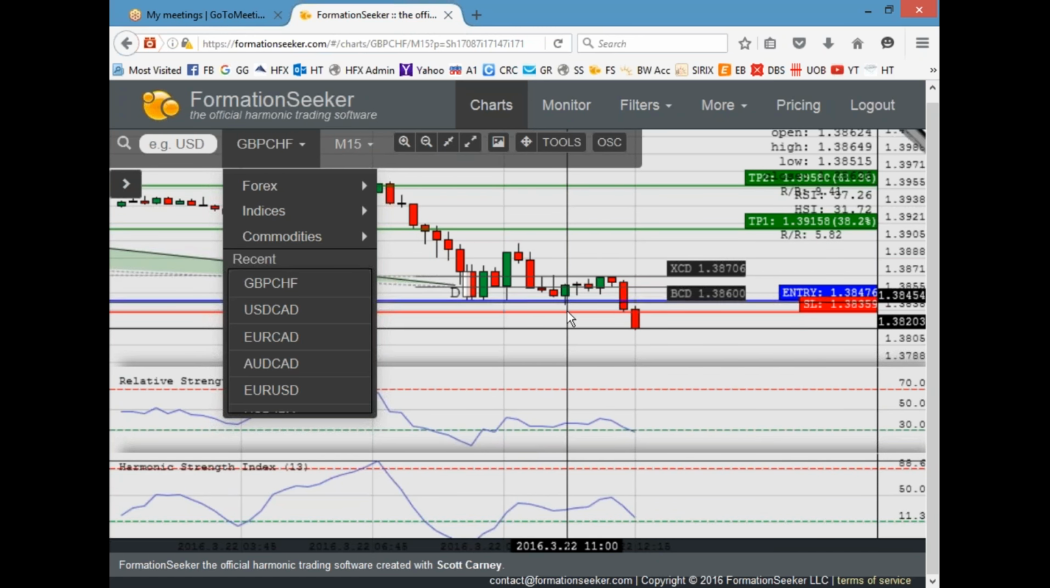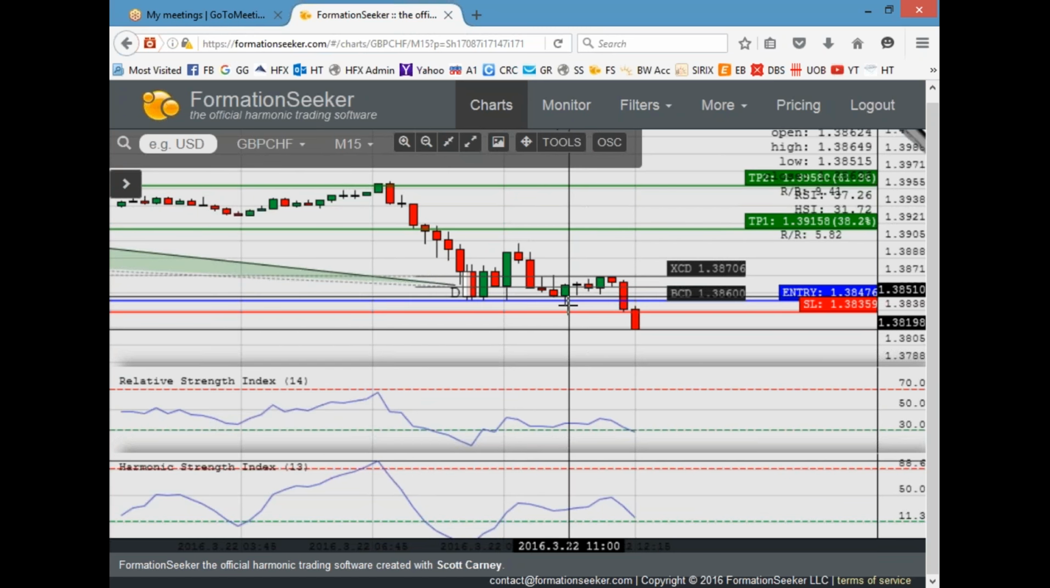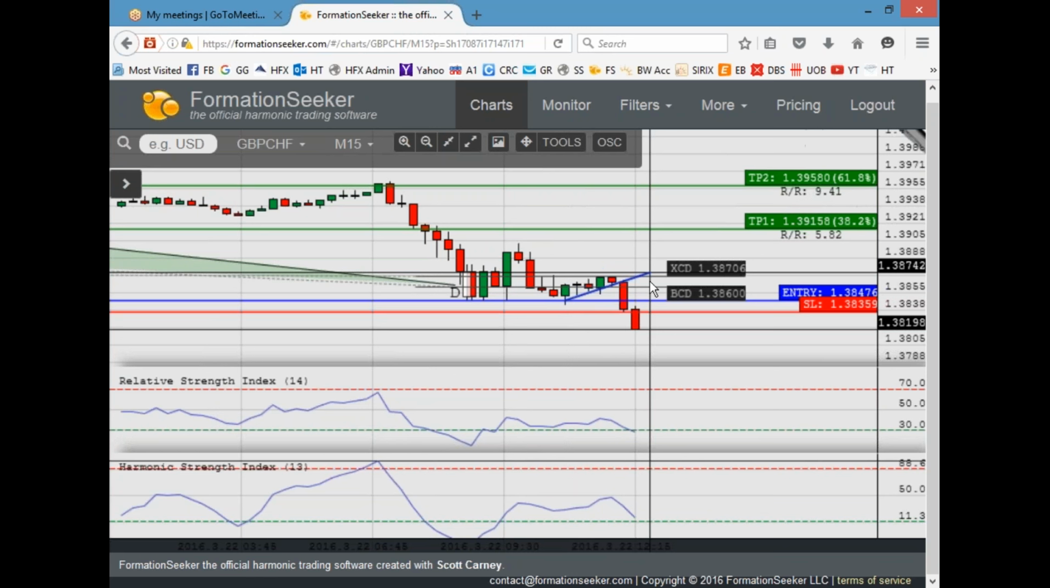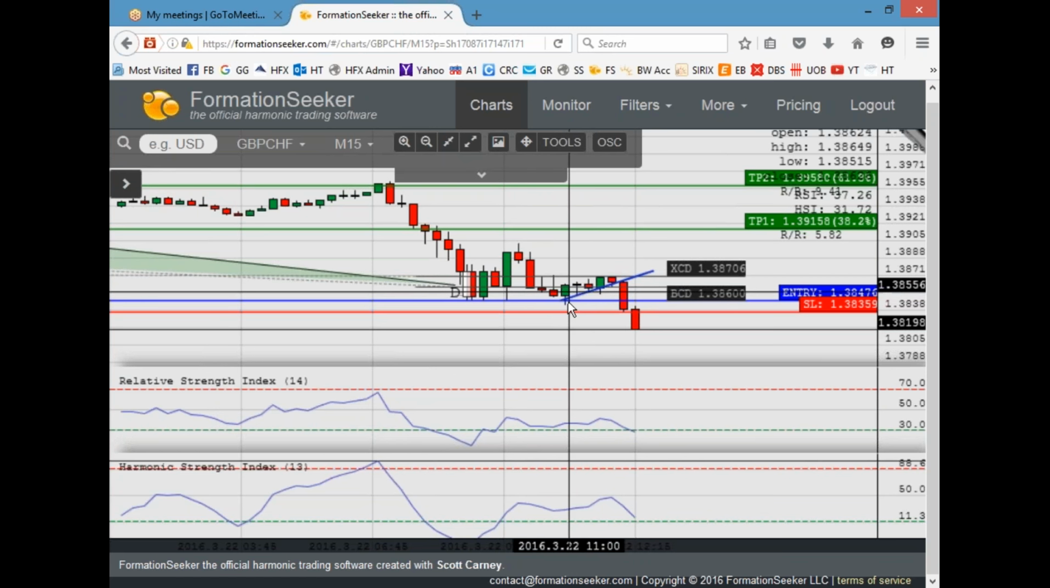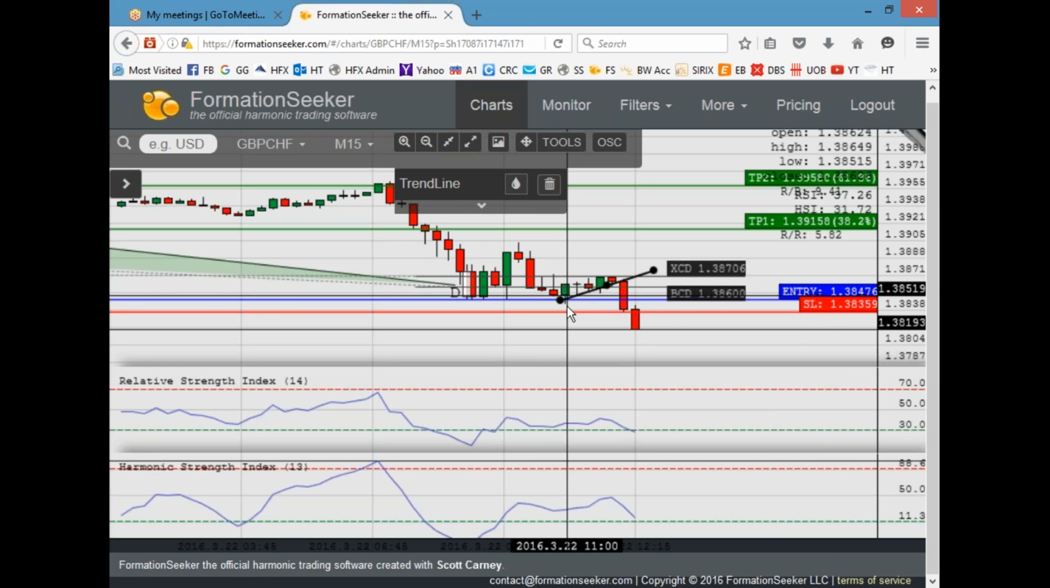You could potentially take this trade, but one thing you have to remember is you must draw that trend line. Let's say if I took the trade here, I'm going to draw a trend line like this, and as soon as this breaks down, I'm going to exit the trade. Which means I'll be out at break even on this trade.